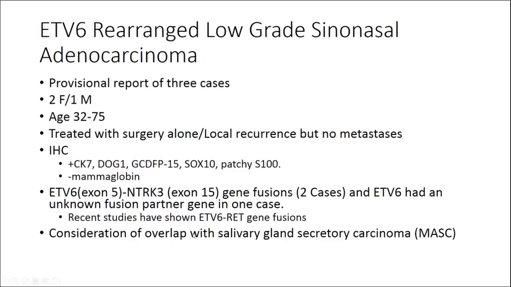And a more recent study has shown 2 or 3 lesions associated with the RET gene. So there's some overlap with these lesions with salivary gland secretory carcinoma, and so more has to be done with them. But the interesting thing with our case, even though it histologically looked exactly like what had been described, we did not find any ETV6 rearrangement. So maybe this is a rearrangement of some other type of gene or something in this patient.